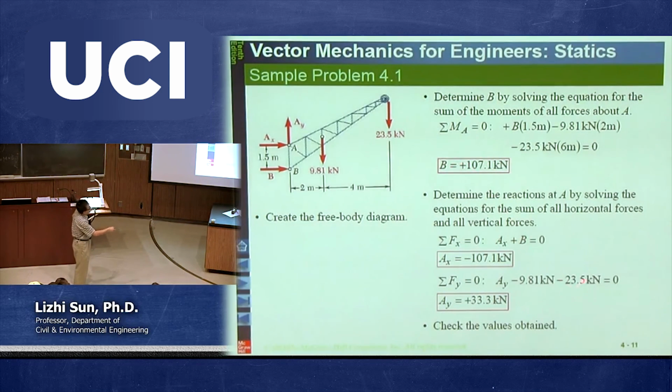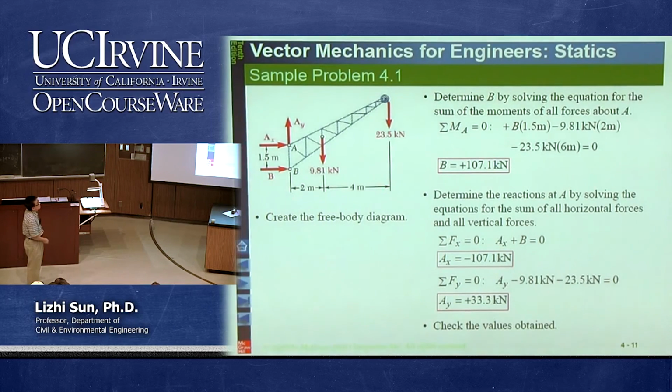Whatever B you got, you plug into the second equation, you get AY. So AY equals 33.3. So then this reaction in the vertical direction is positive, then in reality it is consistent with what you assumed, going up. Okay, so these are the three reactions we calculated based on this free body diagram.